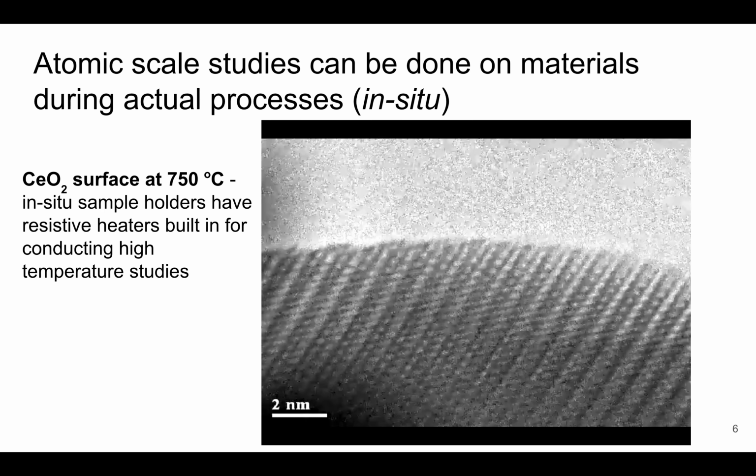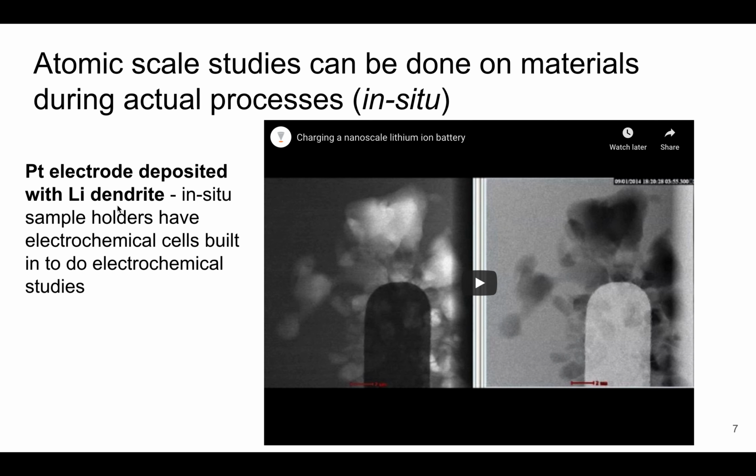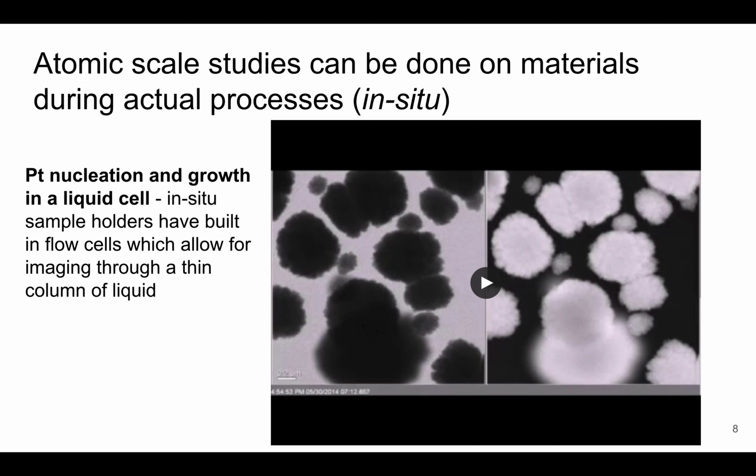Basically these advances in the holders of the specimens have facilitated some of these in situ studies. This is actually one that I was part of. I was there when they did this experiment. This is a platinum electrode, and we're trying to mimic a lithium-ion battery. So we're depositing lithium dendrites. Dendrites are very detrimental to batteries. They can puncture holes in them, and so knowing what happens there is a big issue. So we can look at lithium being deposited through an electrochemical reaction. This is in a liquid cell. So let me go ahead and play you this video.